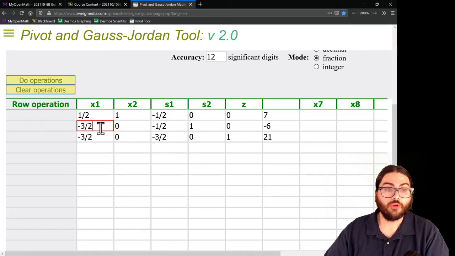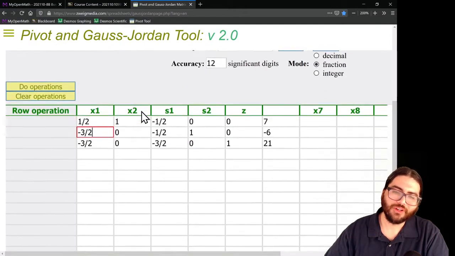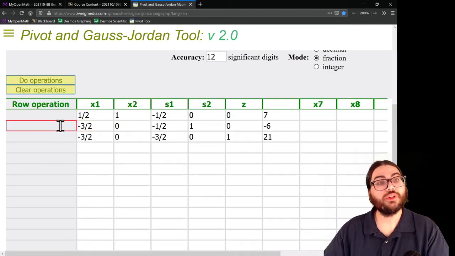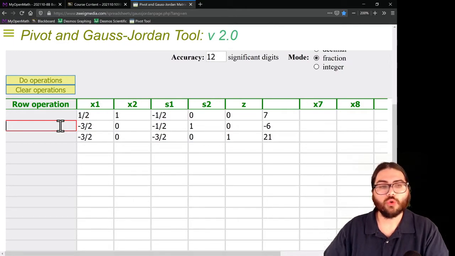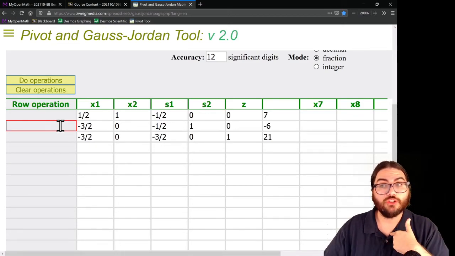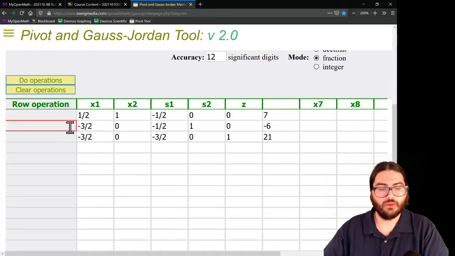Remember, normally I would just be able to click this button right here, pivot on selection, but we're doing it manually because when I'm grading your test, I'm looking for you to at least write down the row operation. Yes, use this tool or any other calculator tool to do the arithmetic for you so you don't have to work with the fractions. But I need to know that you know the correct steps of the simplex method and now the dual simplex method. Okay.